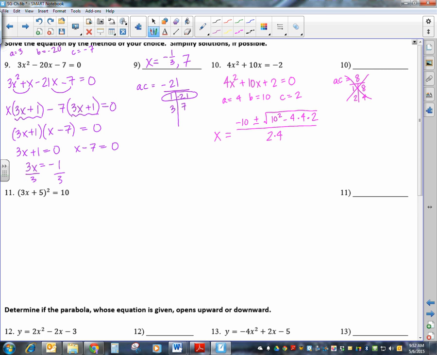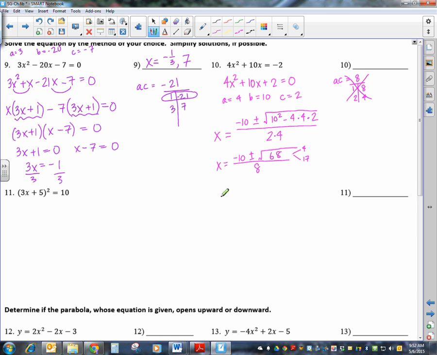Okay, so that gives me x equals negative 10 plus or minus the square root of 100 minus, what is that, 4 times 8 is 32. So 100 minus 32 is 68 over 8. Now, you've got to keep going. 68 happens to be 4 times 17.